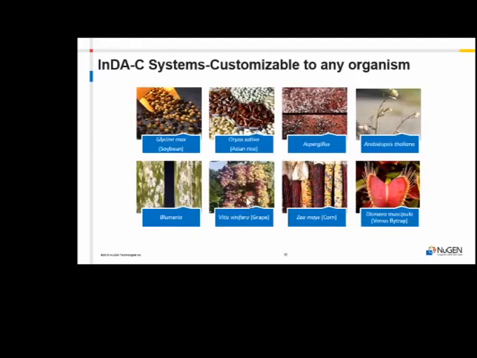And again, here are a number of example designs that we've already created for this system, showing the breadth of organisms that can be covered. So we've done designs for soybean, rice, Aspergillus mold, Arabidopsis, Plumeria, which is another plant pathogen, grapes, corn, and Venus flytrap.